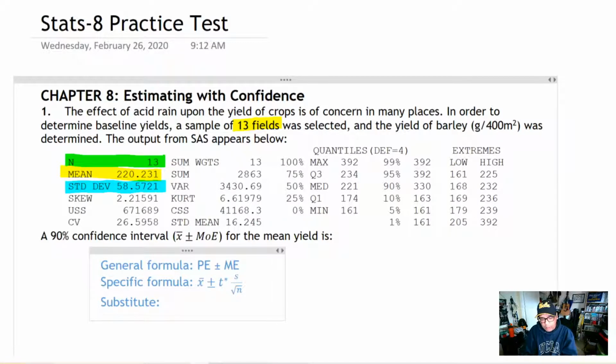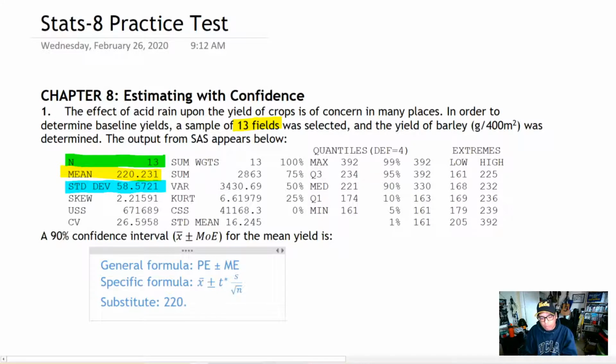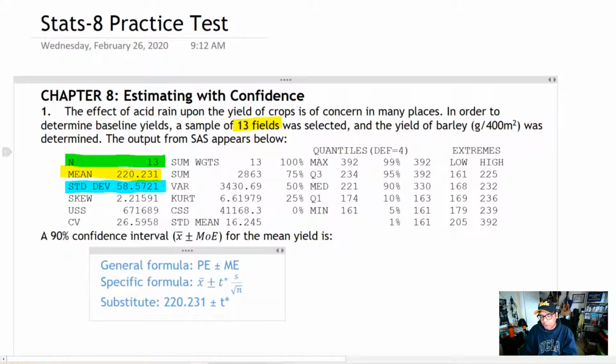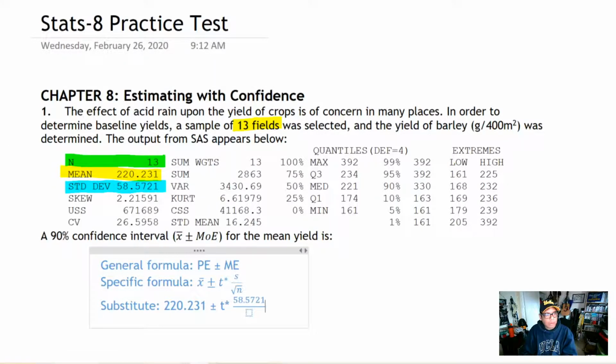So my x bar is 220.231, plus and minus t star, which I'm going to leave for later, and then s over square root n. Well, that's going to be 58.5721 over the square root of 13.